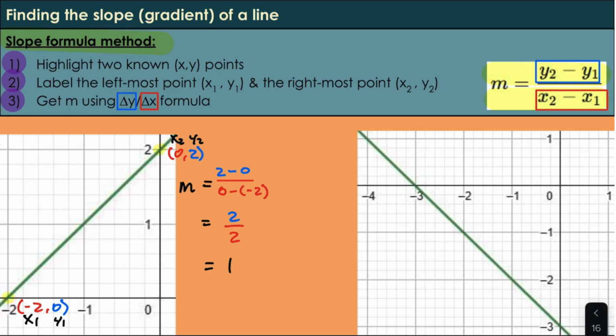Let's try our second example. Step 1, highlight two known XY points. So we have our x-intercept and our y-intercept.